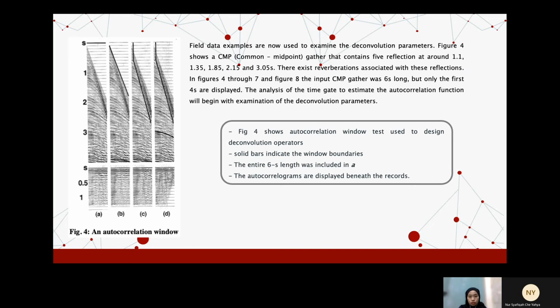In figures 4 through 7 and figure 8, the input CMP gather was 6 seconds long, but only the first 4 seconds are displayed. The analysis of the time gate to estimate the autocorrelation function will begin with examination of the deconvolution parameters. Figure 4 shows the autocorrelation window test used to design the deconvolution operator. Solid bars indicate the window boundaries. The entire 6-second length was included in A. The autocorrelograms are displayed beneath the records.